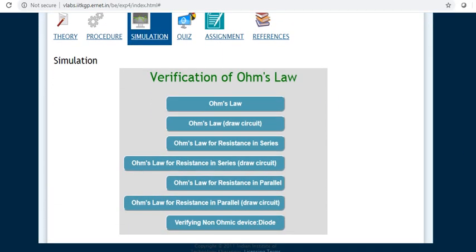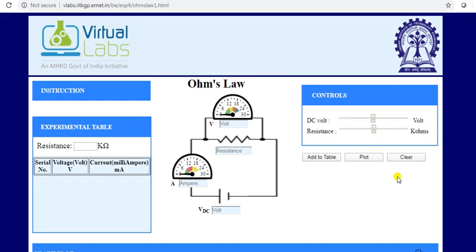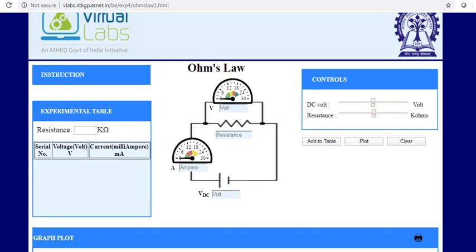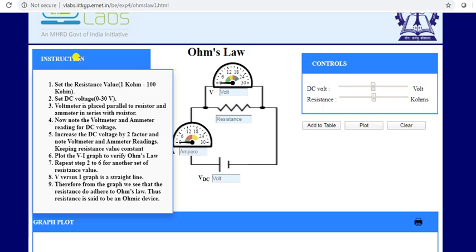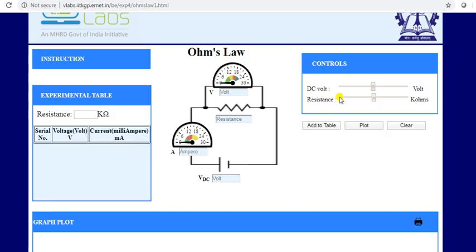In the verification of Ohm's law, click on Ohm's law. A window will open. In this window, on the left hand side, there is a list of instructions. We have to follow these instructions for the simulation of Ohm's law. First is set the resistance value. The maximum value of resistance is 100 kilo ohm. So we can vary the value of resistance from 1 to 100 kilo ohm.